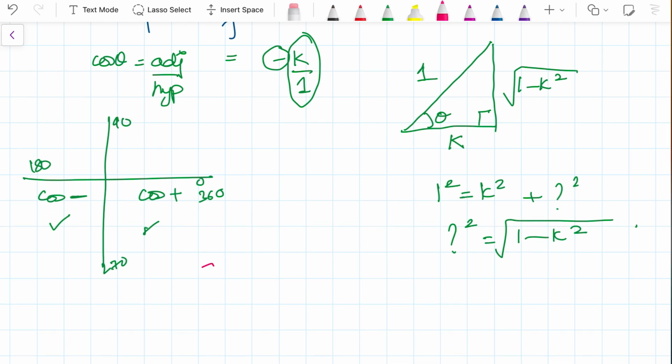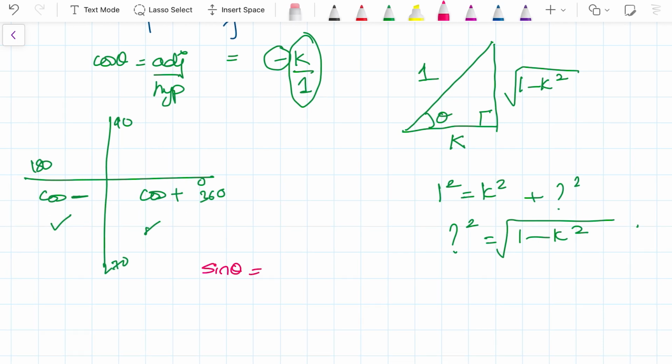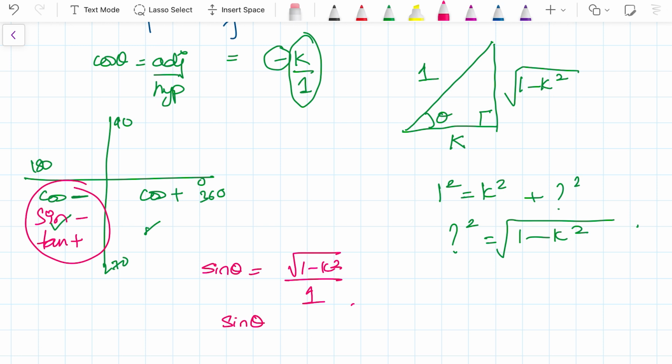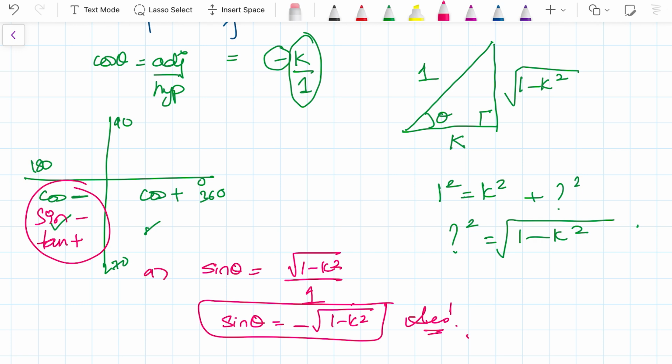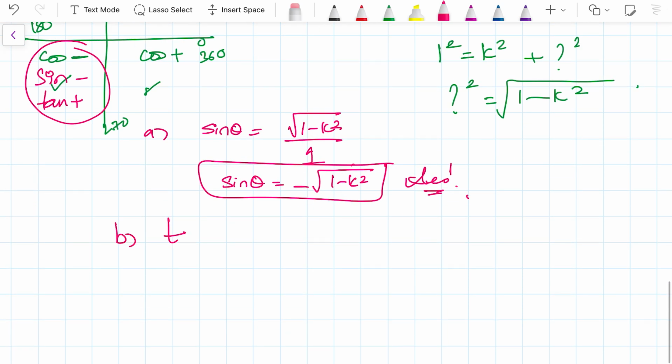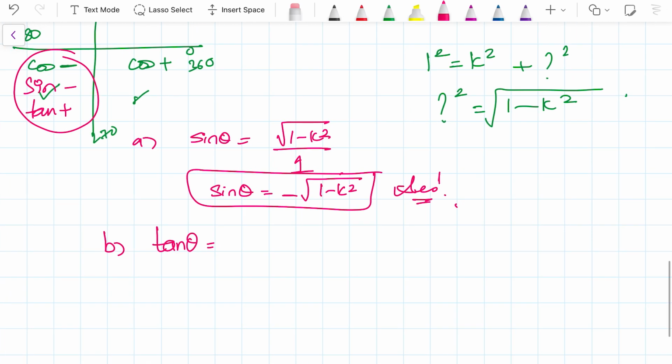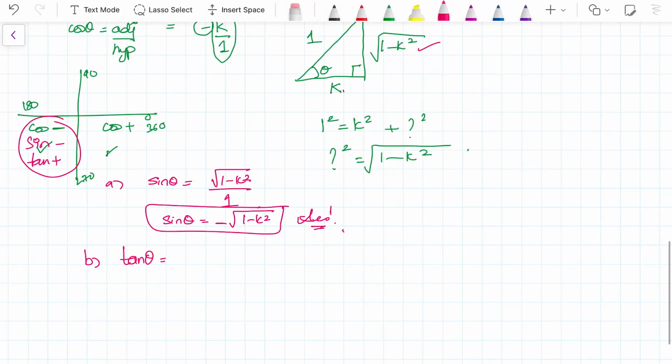Now cos theta is equal to, we've already done cos theta. Let's do sin theta, which is equal to opposite upon hypotenuse, and in the third quadrant sine is negative and tan is positive, so therefore we will write a negative sign outside the ratio or with the ratio. Now let's come to the next part, which is B, which is tan theta. Tan theta is opposite upon adjacent, but tan is positive in the third quadrant, so we will leave it like this.